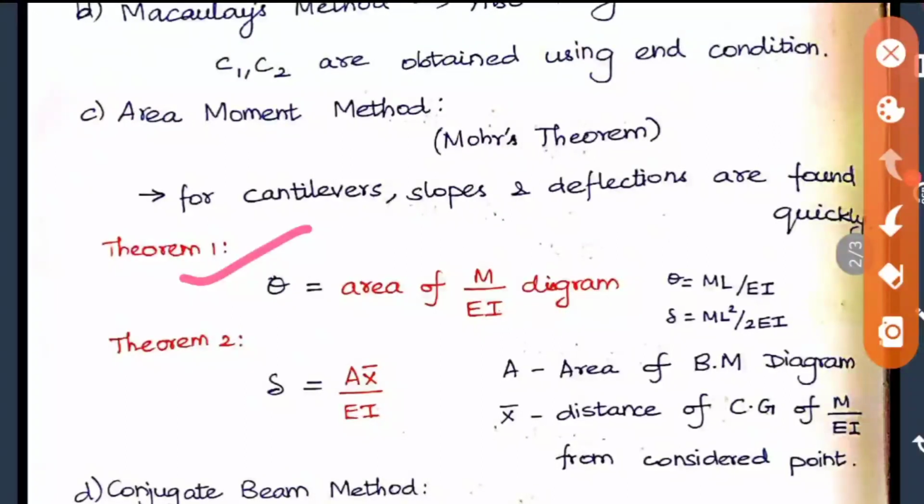The A is nothing but the area of that bending moment diagram, and x bar is the distance of the center of gravity of that M by EI diagram from the considered point. So where we are considering the deflection, at the end or at the middle, somewhat like that. So this is only based on the area and this concept. These are both the theorems for the area moment method.